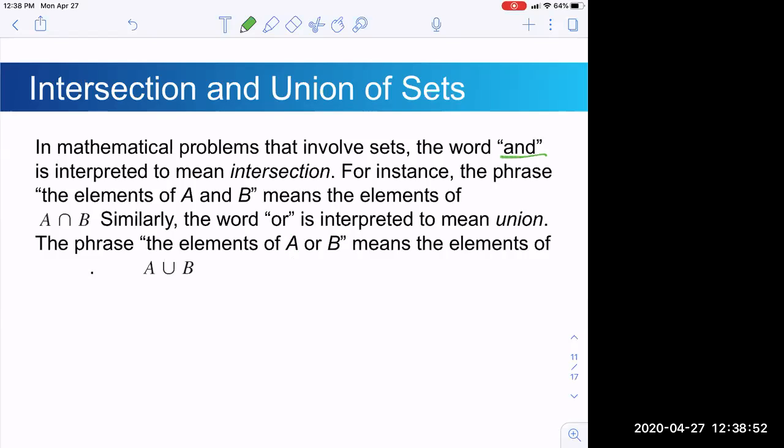So, intersection, because you're in both. Or is union, that gives you stuff that's in A, or B, or both. So it's everything.